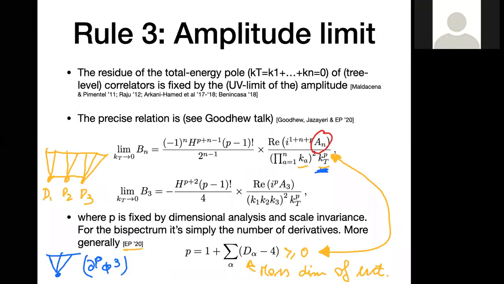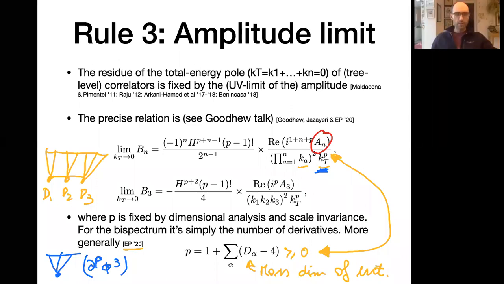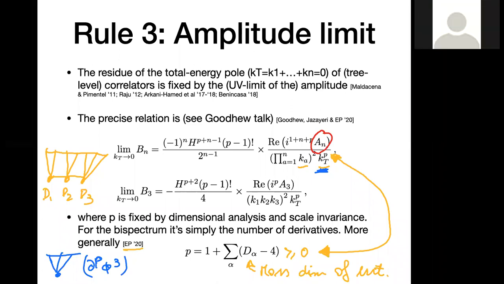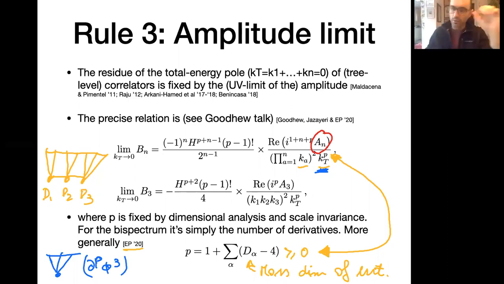Can I ask a question? Sorry. Yes. So just to understand, this A_n is the amplitude in the flat space limit, right? A_n is the amplitude in the flat space limit. You would like to call it the Minkowski amplitude, although it does not need to obey all of the constraints that an amplitude in Minkowski would have to obey. But yes, it would be the amplitude that you would obtain if you use the same Lagrangian in flat space. Oh, okay.